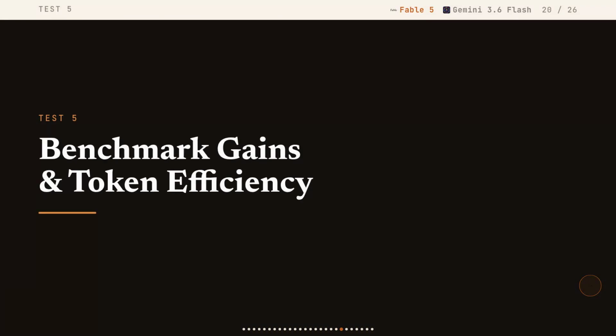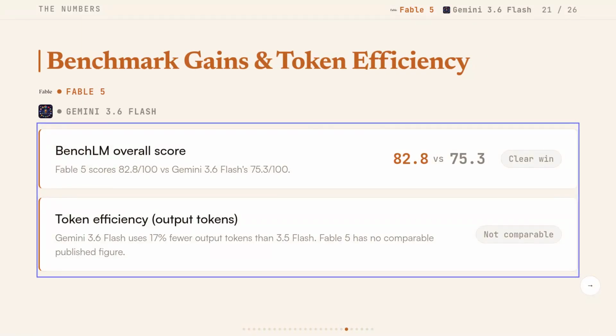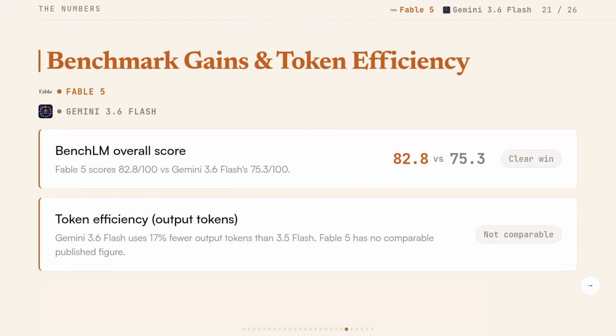Test 5, benchmark gains and token efficiency. Bench LM 82.8 versus 75.3. That's the overall intelligence gap between these two models. And if you're running complex reasoning chains where a wrong answer costs you a rerun at $50 per million output tokens, that 7.5 point gap is worth paying attention to. What surprised me here is how clean Fable 5's lead is on Bench LM. 82.8 out of 100 versus Gemini 3.6 Flash at 75.3. On the flip side, Gemini 3.6 Flash cuts output tokens by 17% compared to its predecessor, which is a real efficiency gain, though I couldn't find a comparable published figure for Fable 5 to directly benchmark that.